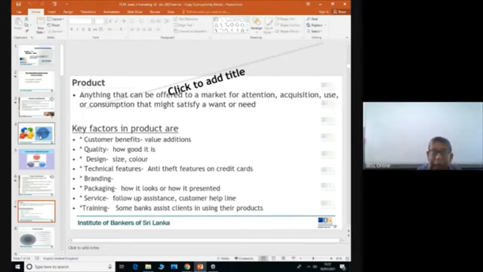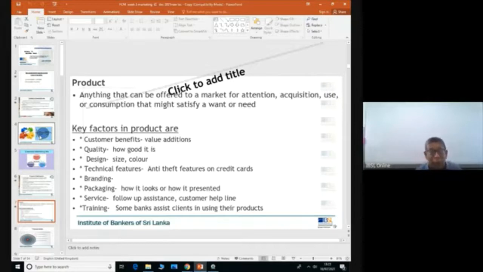So a product means anything that can be offered to a market for attention, acquisition, use, or consumption, in order to satisfy a particular need and want. This is what we discussed last time. In order to buy this product, what are the key attributes or factors that need to be built into the product? When you buy a product, what are you expecting? You expect some benefits. You're going to sort out some problem. So what are the benefits you're going to get?